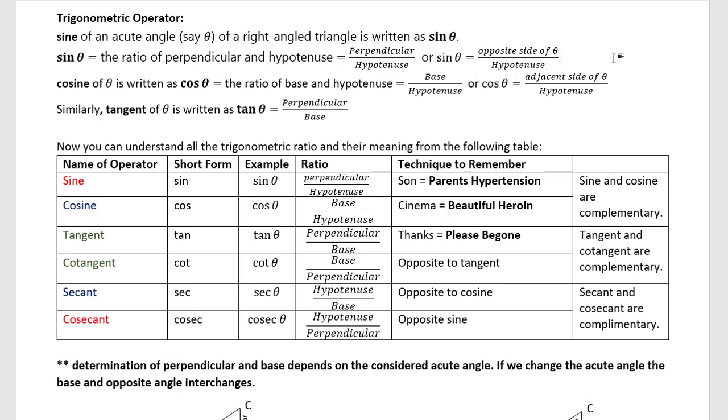And if you are asked by someone, what is sine theta, or what do you mean by sine theta, you may answer it this way. Sine of an acute angle, say theta, of a right angle triangle is written as sine theta. And sine theta means the opposite side of theta divided by the hypotenuse of the right angle triangle.